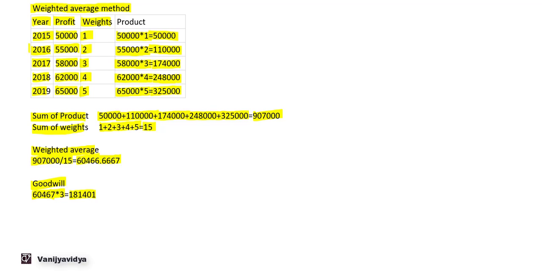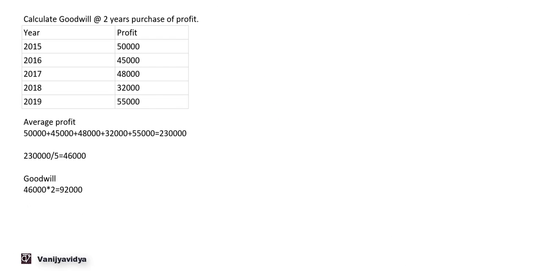Now let us see one more example. Calculate goodwill at 2 years purchase of profit method. Now we have to calculate the goodwill at 2 years purchase of profit. We have given year and the profit. 2015, 50,000, 2016, 45,000, 2017, 48,000, 2018, 32,000, 2019, 55,000.